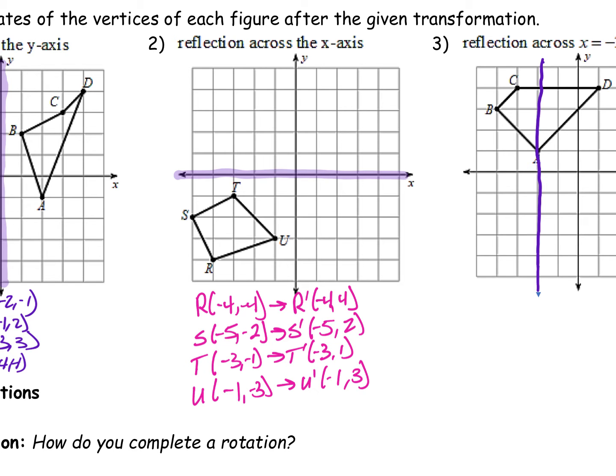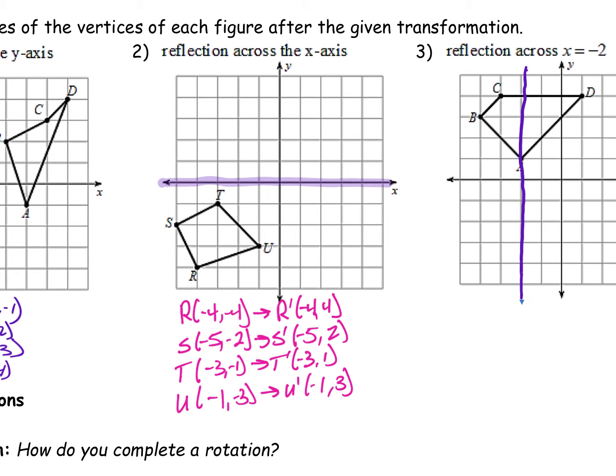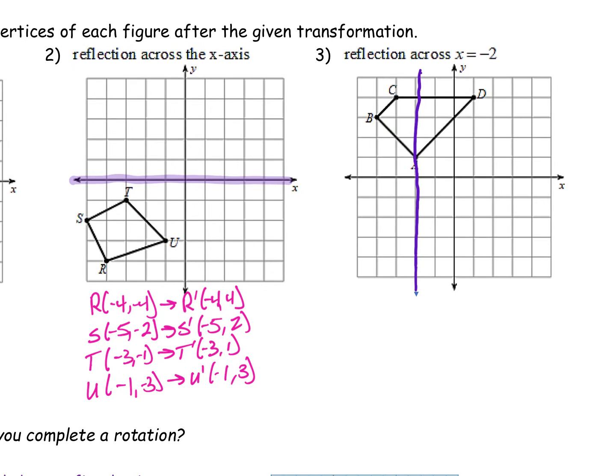So now the last one's a little different, right? Because it's not over the x or y axis, it's over some random line, right? So on this one, I'm actually going to draw it out before I find the coordinates because there's no easy formula to find the coordinates, right? So I'm just going to draw it out, and then I'm going to label my points.